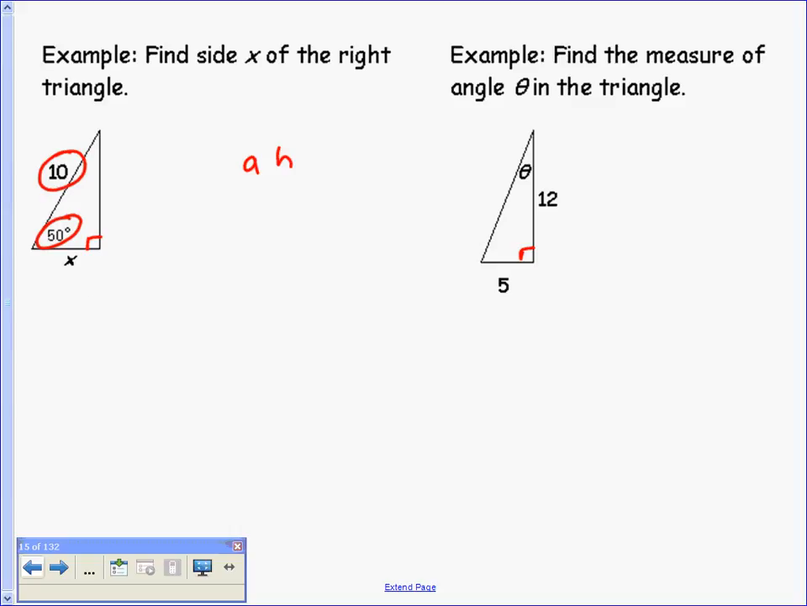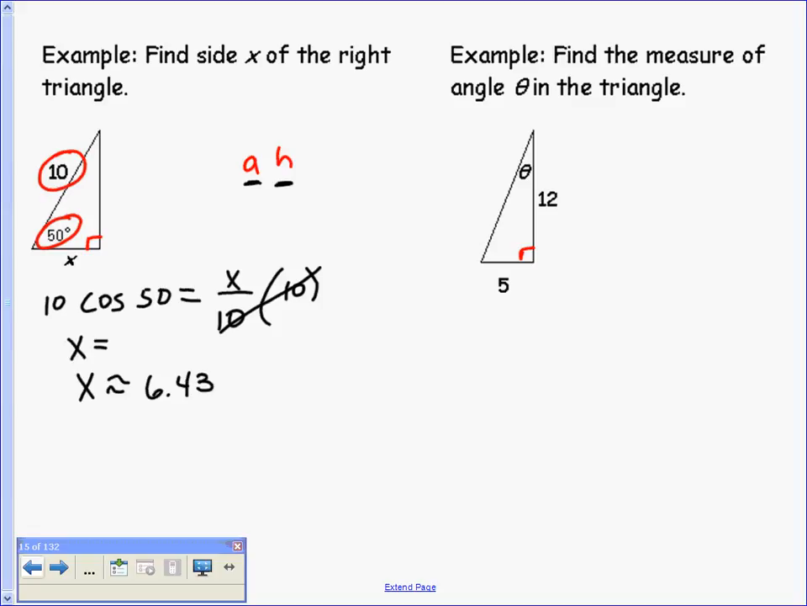So I can now write that the cosine of my 50 degree angle is equal to my adjacent over my hypotenuse of 10. And again, I decided I wanted to use cosine because I have the hypotenuse and I'm looking for the adjacent. So I'm looking for the value of x. You want to make sure your calculator is in degree mode. So I multiply both sides by 10. These cancel, and so x is going to be approximately 6.43, where the exact value is 10 times the cosine of 50.